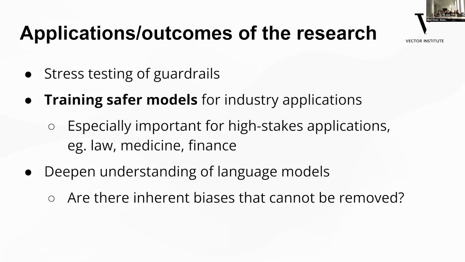And so there are many applications. This is essentially just stress testing of guardrails, which is the general goal of red teaming overall. And by stress testing, we can understand language models a little bit better and train safer models for industry deployments. And this is especially important for any high-stakes applications such as law, medicine, and finance.